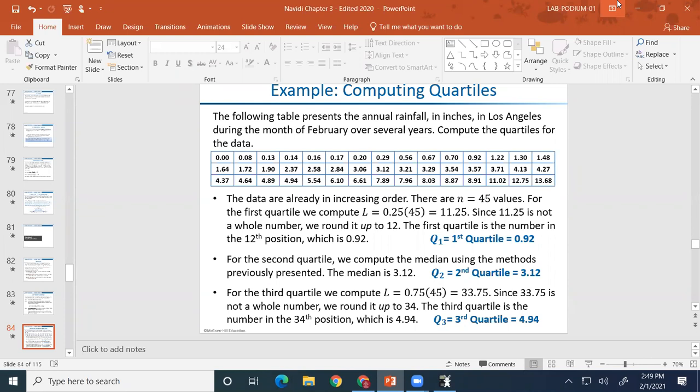So that's the one right there. That's the 23rd position, so you can handle it that way too. And then the third, it's just a matter of 0.75 times 45, which gives us 33.75. So again, it's not a whole number, so bump it up to 34.